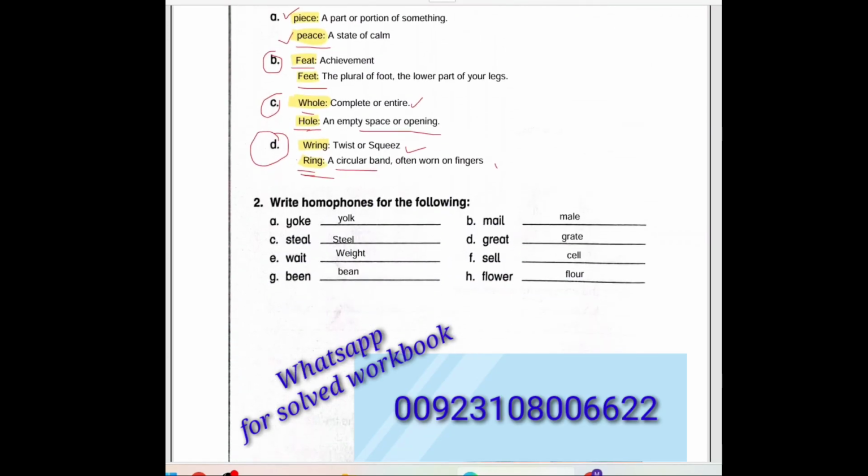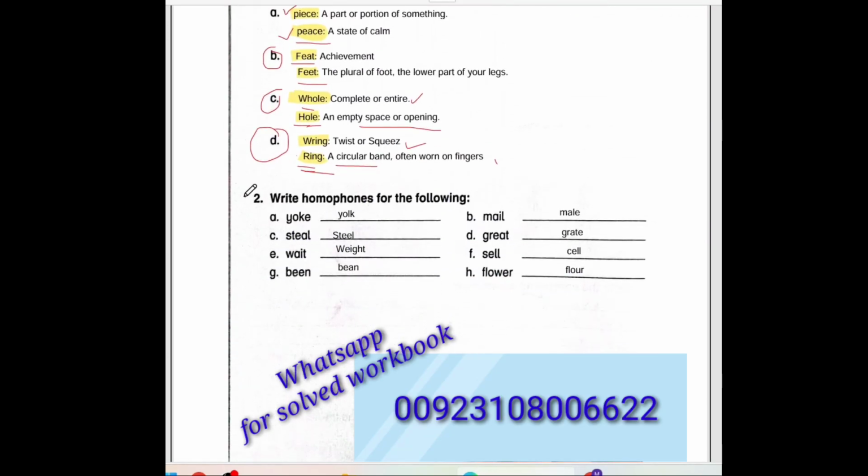So the next question is very, very interesting, very easy. So we need to write homophones for the following. Part A, yolk in the yolk. You know the yolk and yolk, and then steel, weight, bean, male, great, sell, flower.